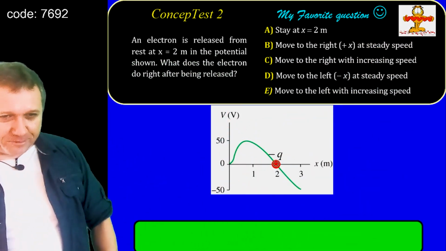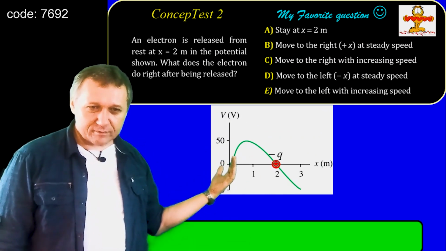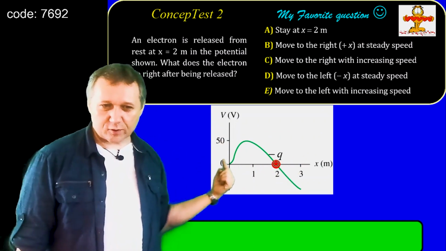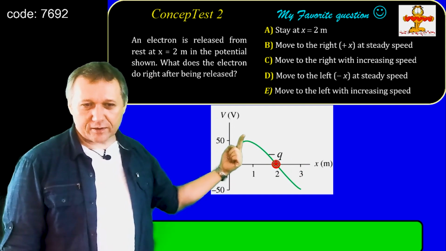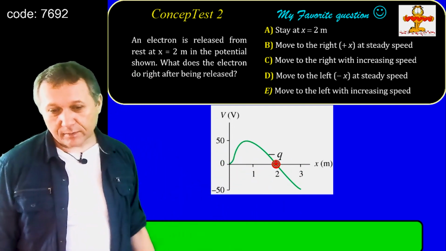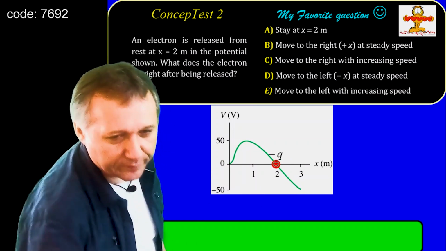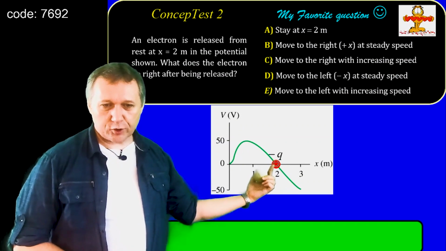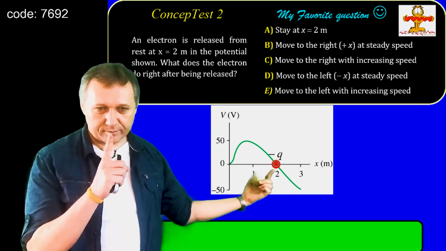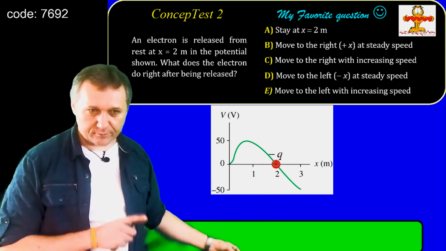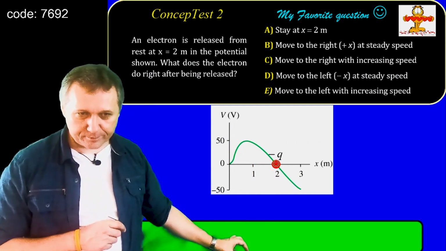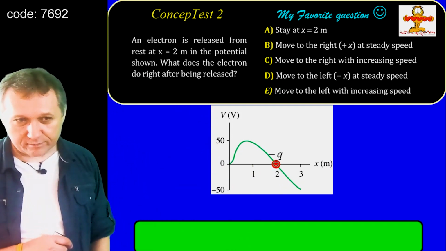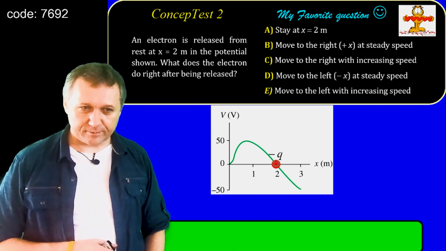Right? So what do we have here? You see the plot, electric potential versus x. First the potential is growing, then it's going down, right? Then I will take an electron, right? And position it at the point 2. At rest, and release it. So the initial velocity is 0. So we need to answer the question, what does this electron do right after I release it?